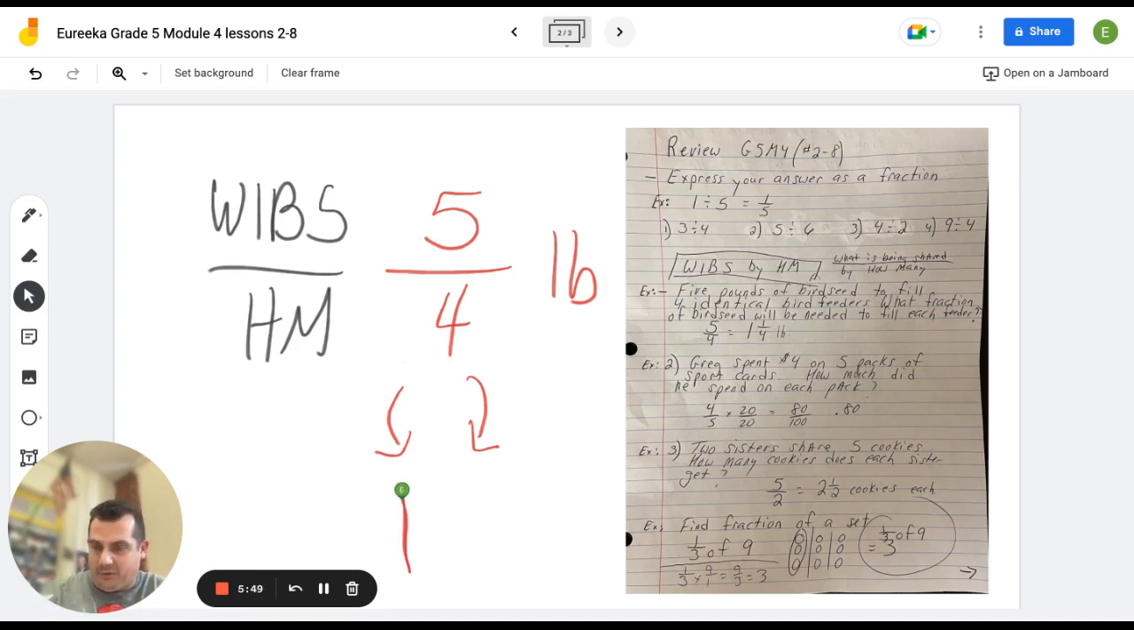And how much is left over? Well, then there's 1 more, and your denominator stays the same. So 1 and 1/4 of a pound will be your answer there.